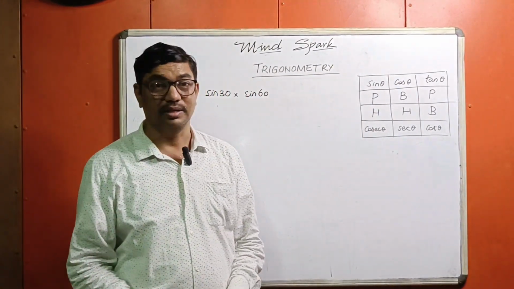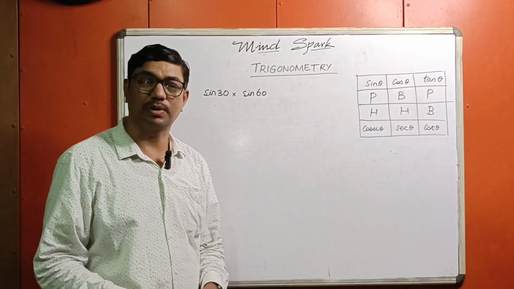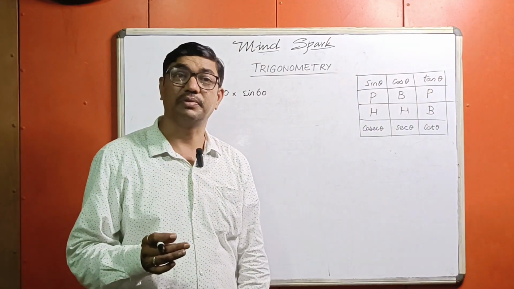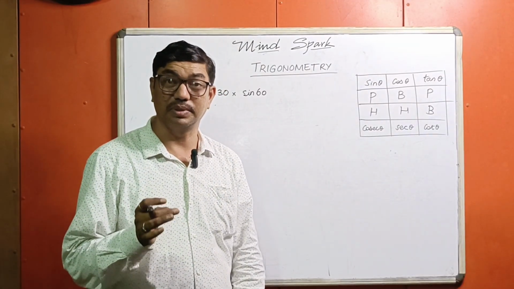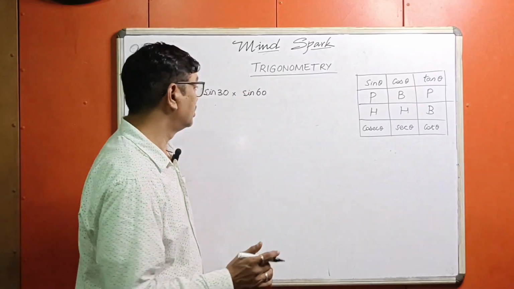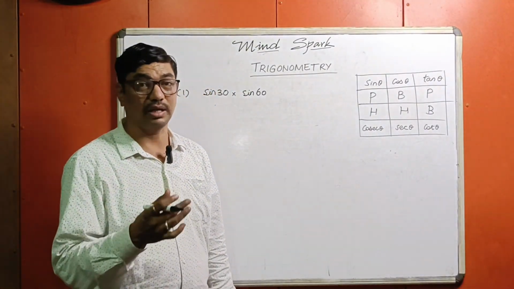Okay, in the previous class I was doing trigonometry and today we'll do some problems. These problems are very small and very basic operations which all students should know. Say, for example, you are multiplying sine 30 into sine 60.